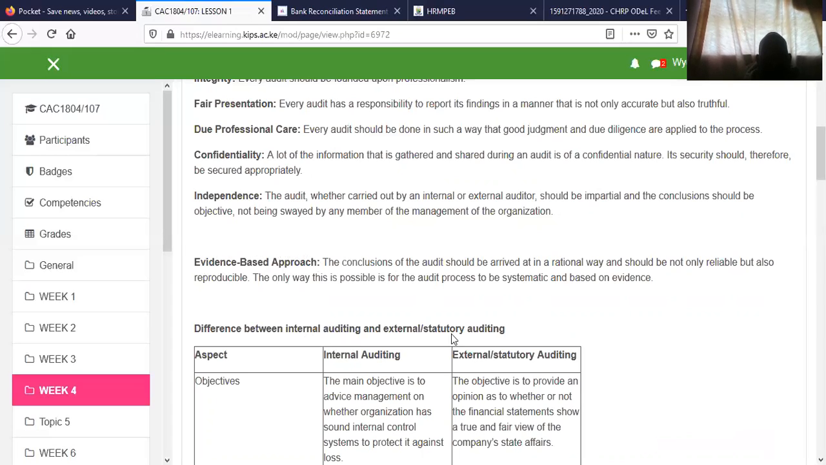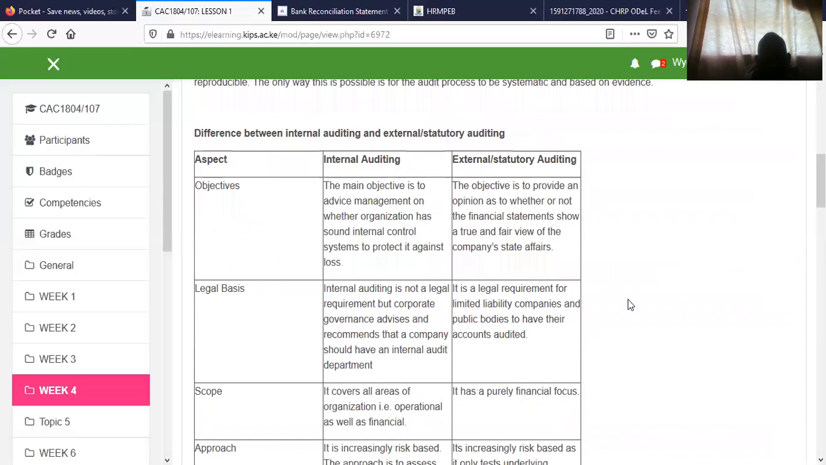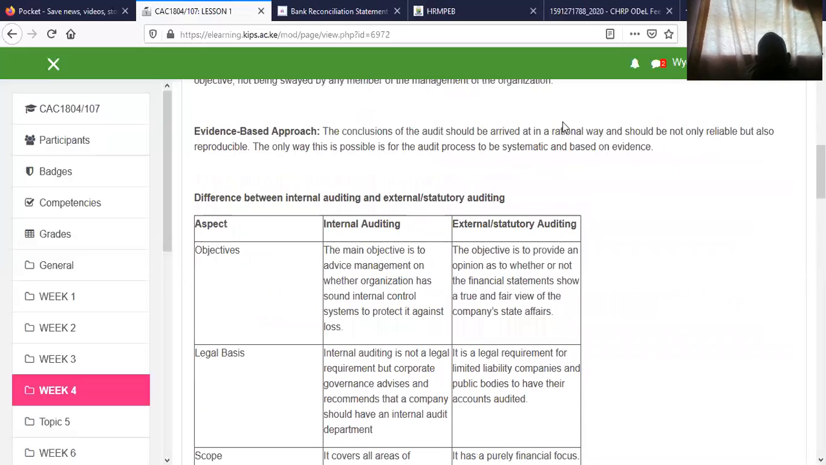Differences between internal auditing and external audit. These differences are on the following basis. Number one is on the objective. The objective of internal auditing is to advise management on whether the organization has a sound internal control to protect against any loss, whereas the objective of the external audit is to provide an opinion as to whether or not the financial statements show a true and fair view of the company's state of affairs.